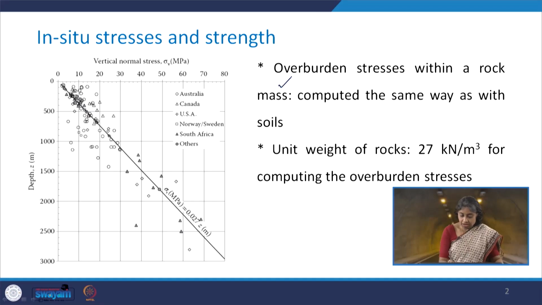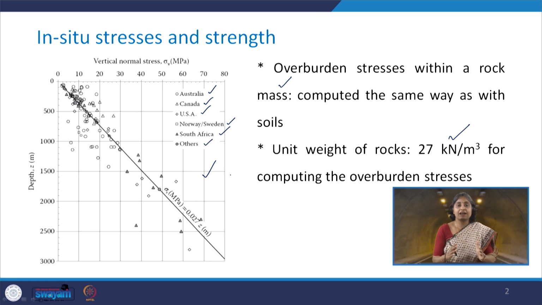So, basically these are the overburden stresses within the rock mass. Say, for example, that you consider the unit weight of rocks as 27 kilonewton per meter cube for the computation of overburden stresses. Here you can see that there are various points on this plot. These points correspond to some of the test data with reference to in situ stresses. These belong to countries such as Australia, Canada, US, Norway or Sweden, South Africa and some other countries.